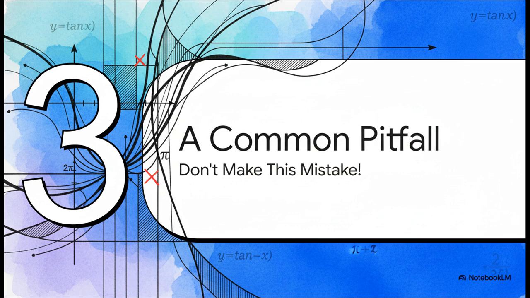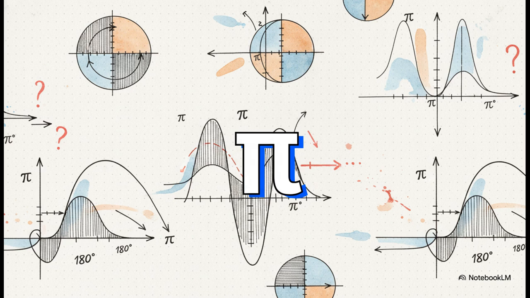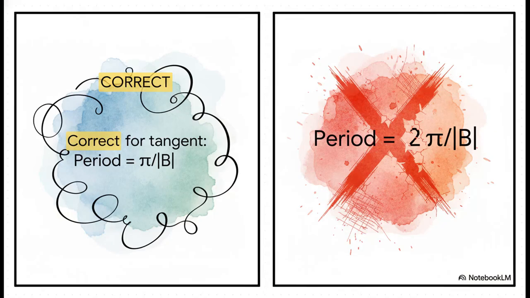Now hold on, before we go any further, I want to call out the single biggest mistake people make with the tangent graph. Seriously, if you remember only one thing from this whole explainer, please make it this. The natural period of a basic, unaltered tangent function is pi, not 2 pi, pi. It repeats itself every 180 degrees, not 360 like sine and cosine. This one little fact is the source of countless wrong answers. So please, I'm begging you, burn this into your memory.